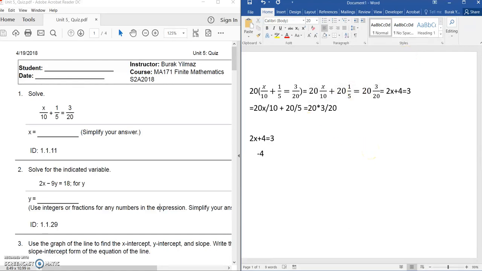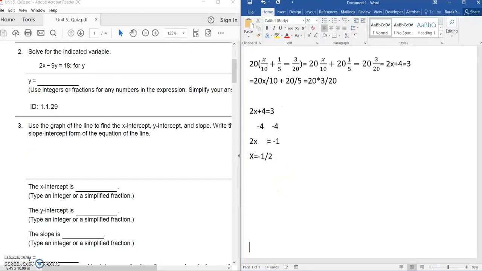Now I'm trying to get to x. If I subtract 4 from both sides, then the positive 4 and negative 4 here would be eliminated. So I have just 2x on this side, and then 3 minus 4 would be just negative 1. So I have 2x equals negative 1. And then as a last step, I just divide both sides by 2, which would give me x equals negative 1 over 2. So that would be your answer, x equals negative 1 over 2.